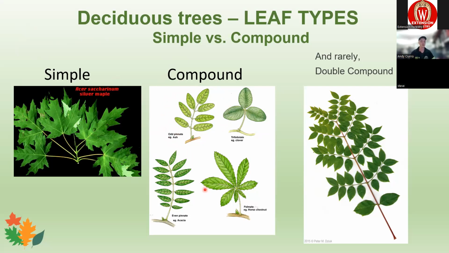And we'll talk about what defines that. We'll look at some examples later, but basically you have multiple leaflets per leaf, and then rarely you have double compound. This picture to the right is actually one leaf, believe it or not. This whole thing is one leaf. You've got compound leaves coming out of another compound leaf. But you'll only see that on urban trees, so nothing you really need to know. I just wanted to mention it.